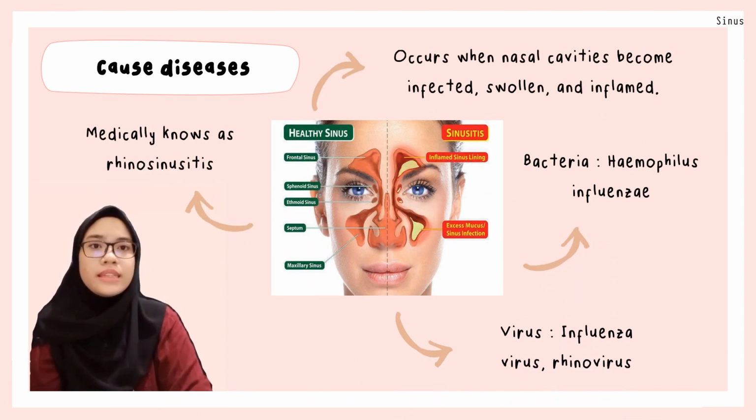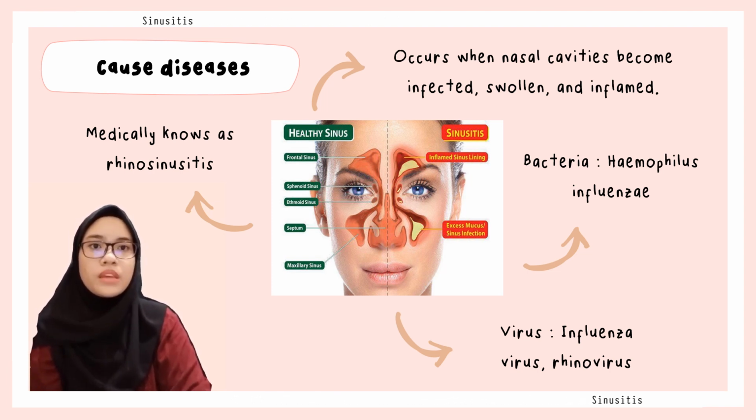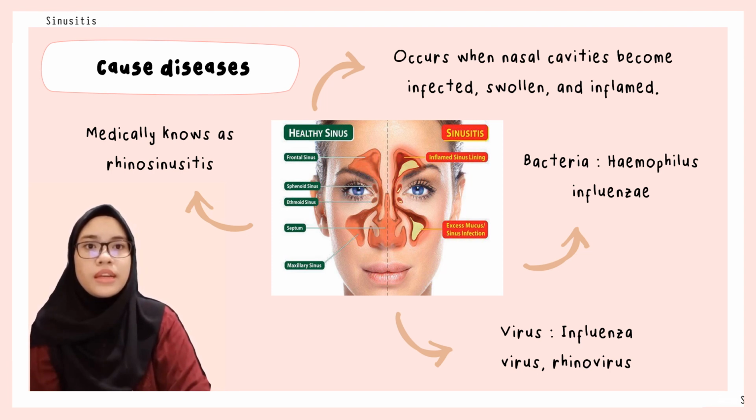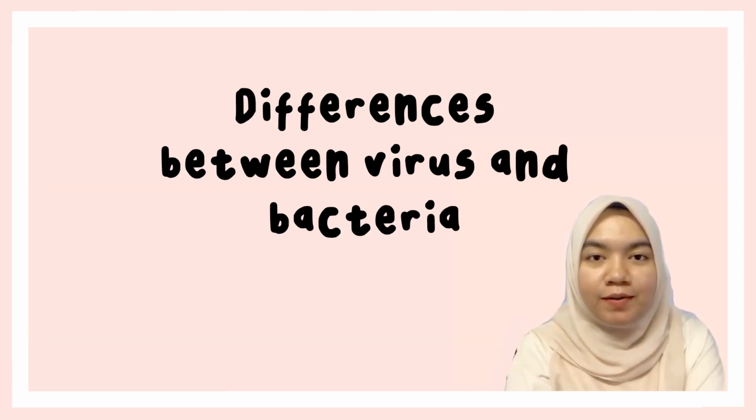The second type of disease is sinusitis, or medically known as rhinosinusitis, that occurs when the nasal cavities become infected or swollen. The type of bacteria that can cause sinusitis is Haemophilus influenzae, and for the virus, commonly caused by influenza virus or rhinovirus. We're gonna proceed to differences between virus and bacteria.